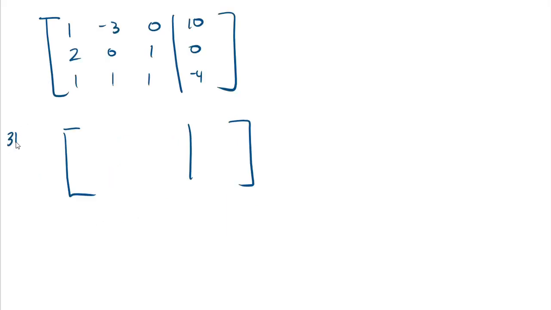I'm going to take 3 times row 3 and add that to row 1 and put that into row 1. So 3 times 1 plus 1 is 4. 3 times 1 is 3 plus negative 3 is 0. 3 times 1 is 3 plus 0 is 3. 3 times negative 4 is negative 12 plus 10 is negative 2. I'm not altering the second row. I'm not altering the third row.